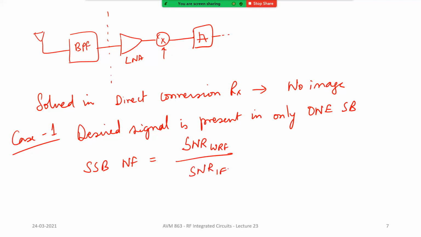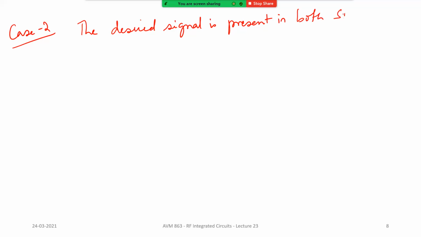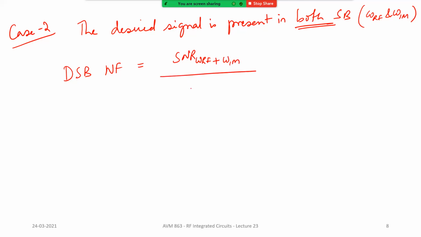Now there is also one more case where the necessary information or the desired signal is present in both sidebands, that is at omega RF and omega IM, the image frequency. This is called the double sideband or DSB noise figure, and it is written as the SNR at omega RF plus the SNR at omega IM divided by the SNR at IF.